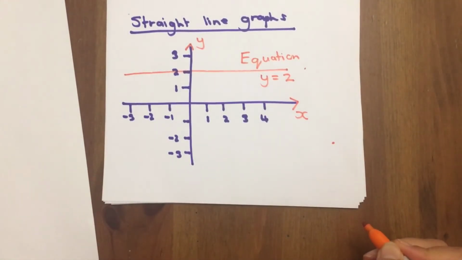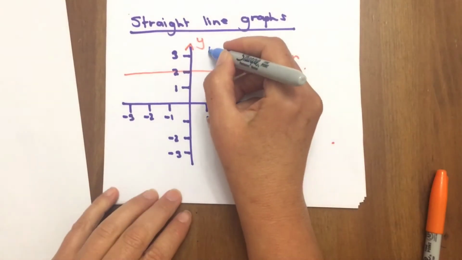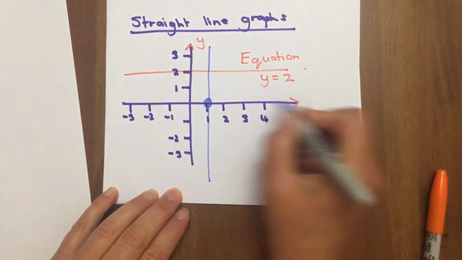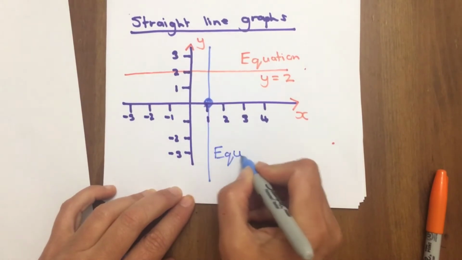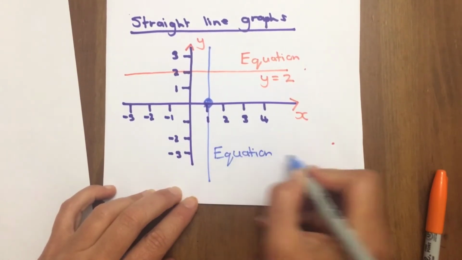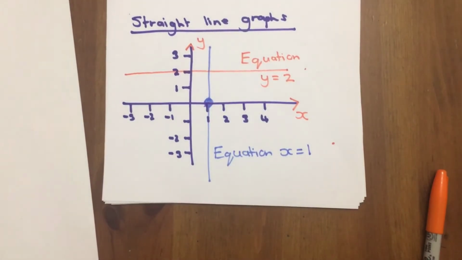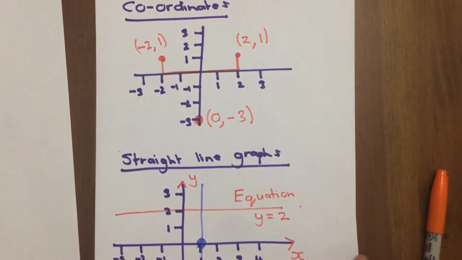Well done. Okay, what would we call this equation here that goes through 1 on the x-axis? Yep, well done. The equation of this line is x equals 1. Write that in your books. Use it for tomorrow's test. Okay, next.